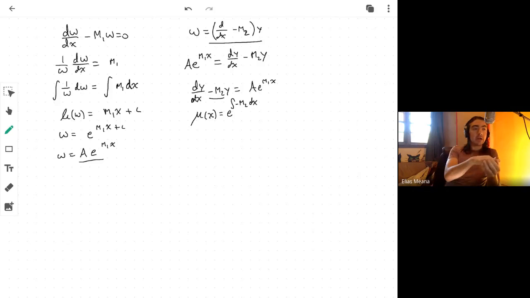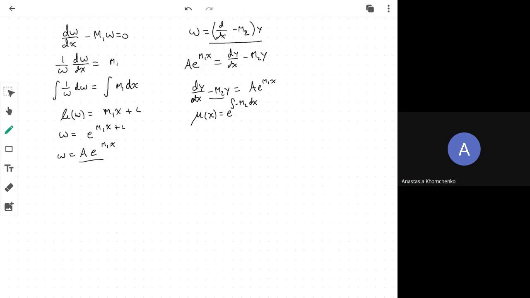So when we're trying to find that mu, we can always use that mu is going to be e to the power of the integral of whatever comes in front of y, okay? In this case, the thing that comes in front of y is minus m2. Once we multiply by whatever that mu is, which we'll simplify in a second, you'll see that the left-hand side automatically becomes product rule, and the right-hand side is going to become something that we can actually take the integral of. Everybody clear with what we're doing?